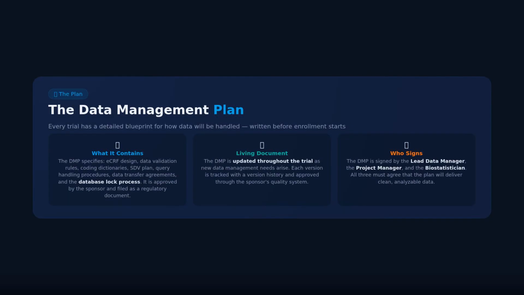Every trial has a data management plan written before enrollment starts. It specifies eCRF design, validation rules, coding dictionaries, the SDV plan, and the database lock process. The DMP is a living document, updated throughout the trial with version tracking. It is signed by the lead data manager, project manager, and biostatistician.